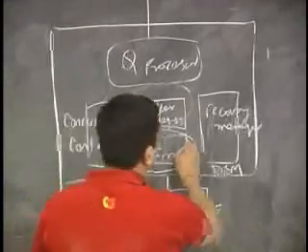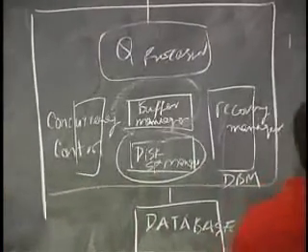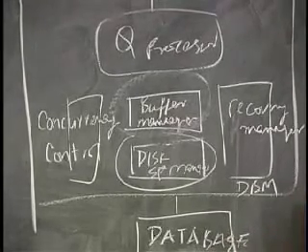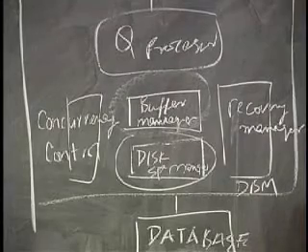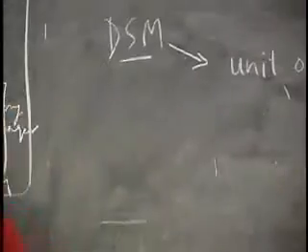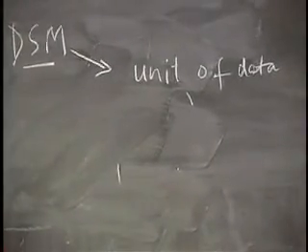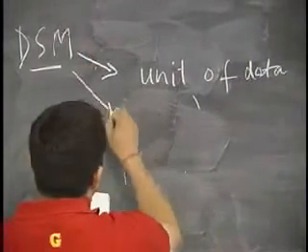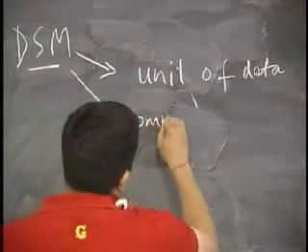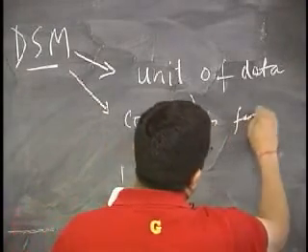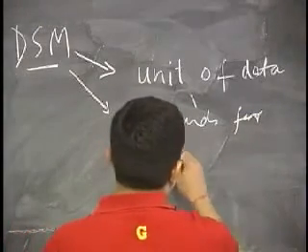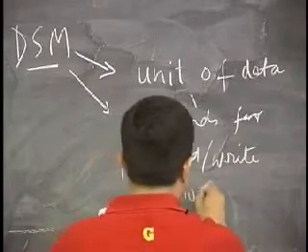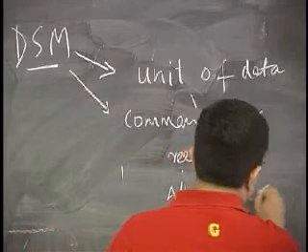So the functions of the disk space manager are that it is going to define how big is the unit of data. It will be called a page, and it will be called a block at times. Then it will provide the commands for read, write, allocation and deallocation.